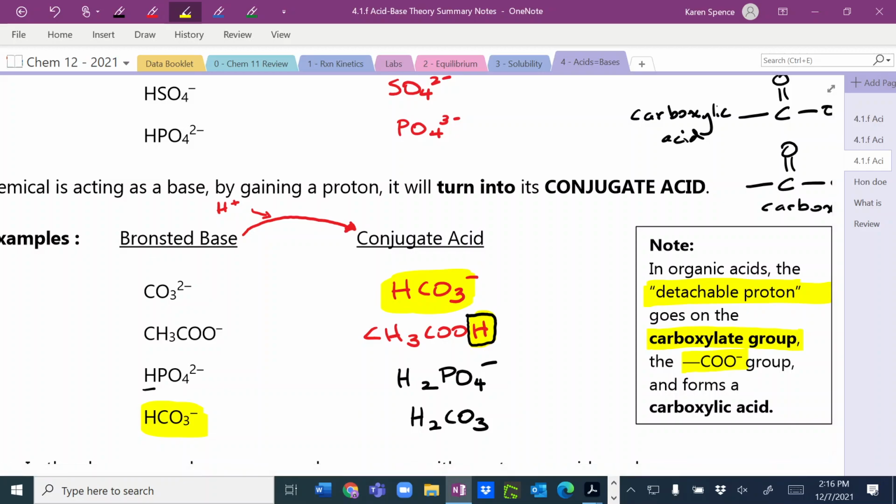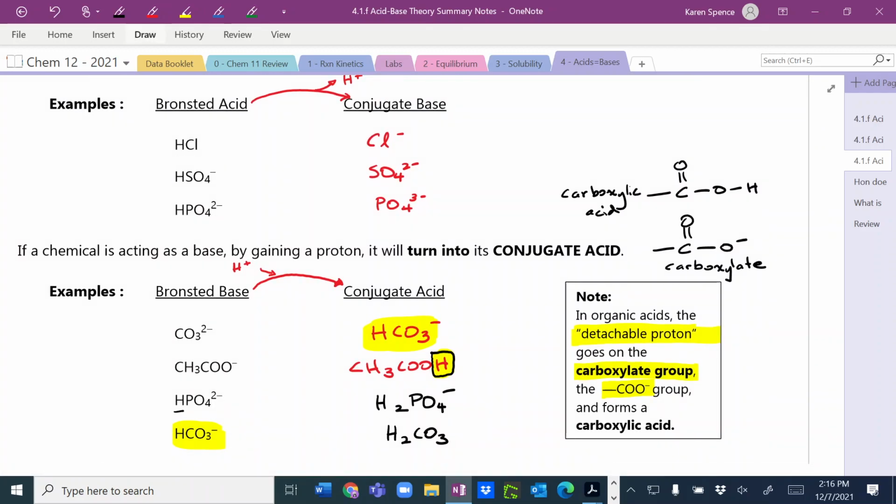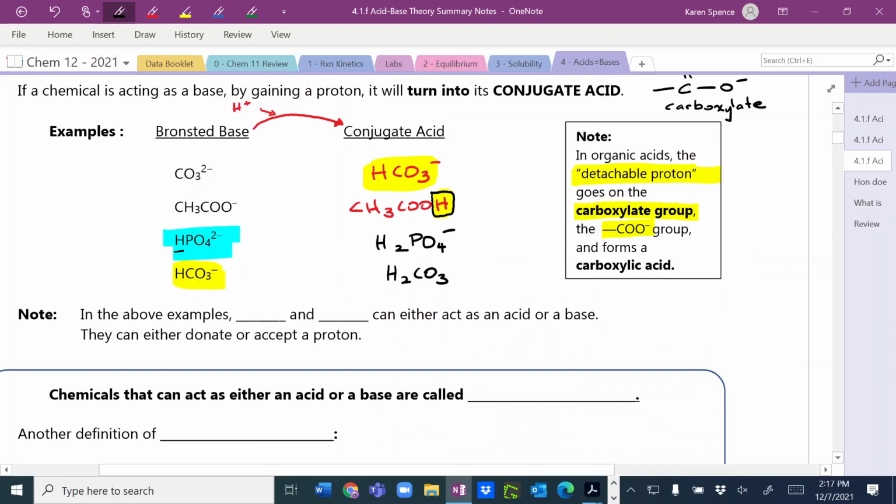Is there another one? We might have to look a little further up. HPO4 2-, yes. HPO4 2- is both a base and an acid. So we can write those down here. HPO4 2- and HCO3-. They can act as acid or as a base. In other words, they can either donate or accept a proton. Do you remember the name of chemicals that can act as either an acid or a base?